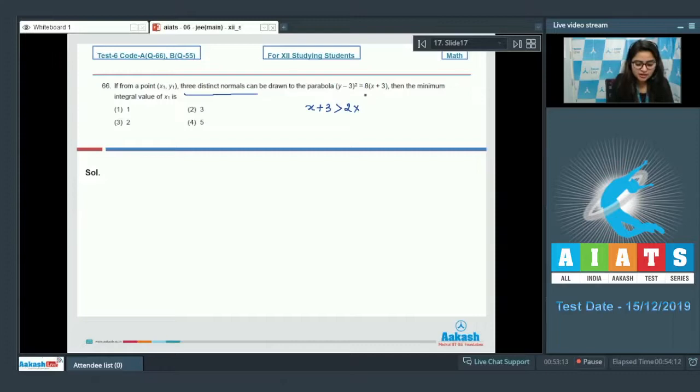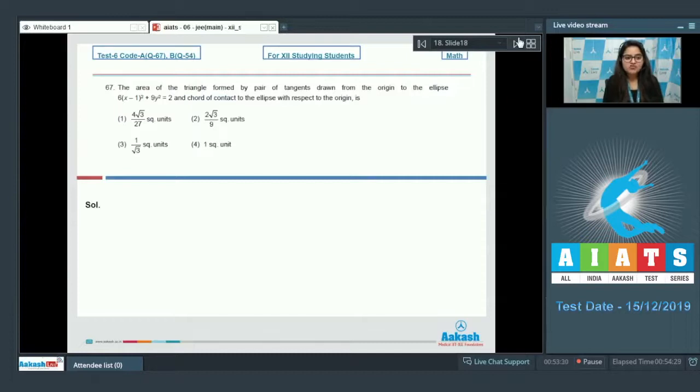Here a is 2. So x is greater than 4 - 3. So from here x is greater than 1. So the minimum integral value of x1 is 2. So option number 3 is your correct answer. Now move on to the next question.